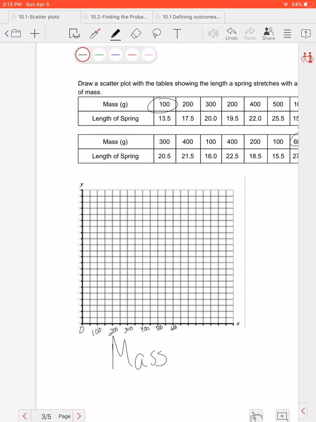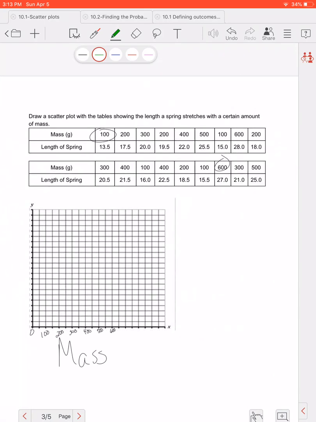I'm going to do the same thing with the length of the spring. So I'm seeing a 13, anything smaller than 13. So I'm seeing a 13.5, and my highest might be 27. Nope, 28. Double check here. So again, I have some weird decimals here. So I might count by 2s just because we're trying to go from 13 to 28.